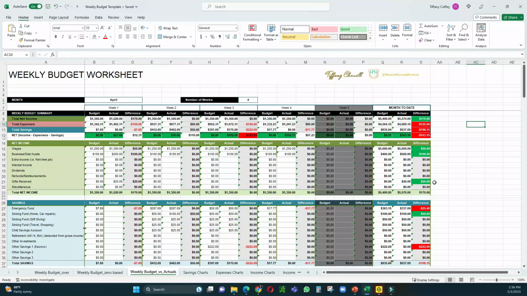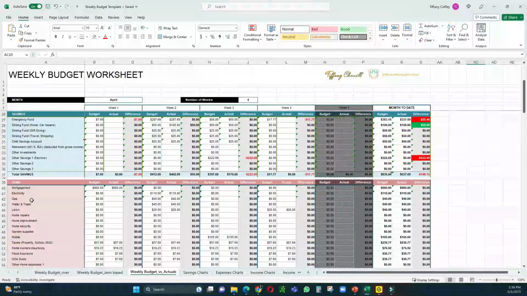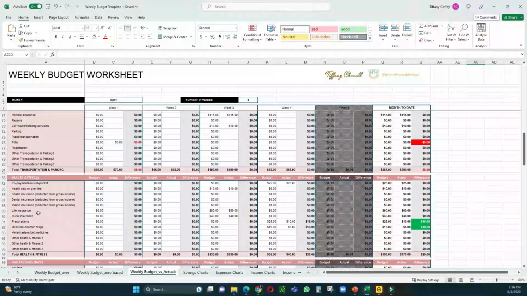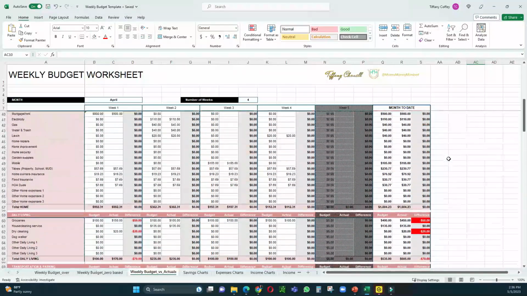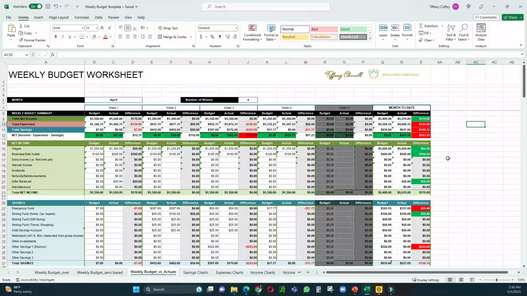In part three, I want to show you what it looks like to take that budget and compare it to what you actually did. So, a budget tells us what we should be spending each week on certain categories of things that we do in our daily lives. The categories I mentioned here: savings, your home expenses, daily living expenses, health and fitness, and so on and so forth. Now, what we actually spent might be different than a budget.